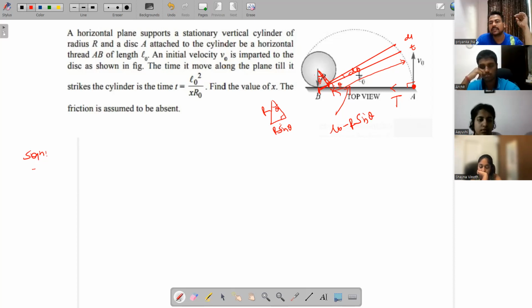And like in a circle, theta equals L by R. So if this angle is d theta, what would be this length? Suppose it is dl. So dl is theta by theta into R, that is d theta into R. R means this radius.